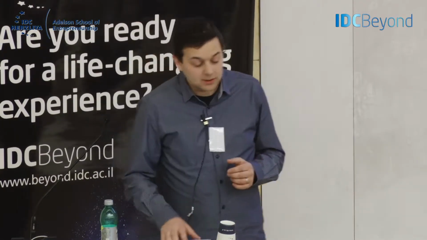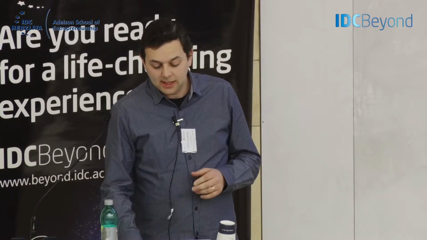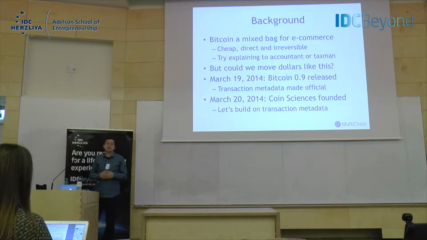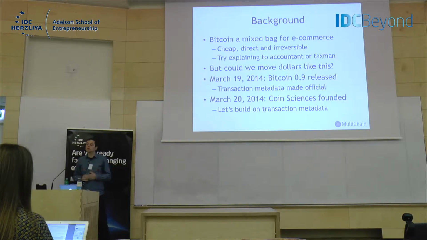Now, as luck would have it, on March 19th, 2014, version 0.9 of Bitcoin was released. And from my perspective, the most interesting feature in that version was the ability to add extra information to transactions, what's called transaction metadata, and we'll look at that in a moment. And so, not by coincidence, the day later, I founded this company with the idea of, well, what can we do with this transaction metadata? How can we enrich Bitcoin, add other services on top of Bitcoin using this data?